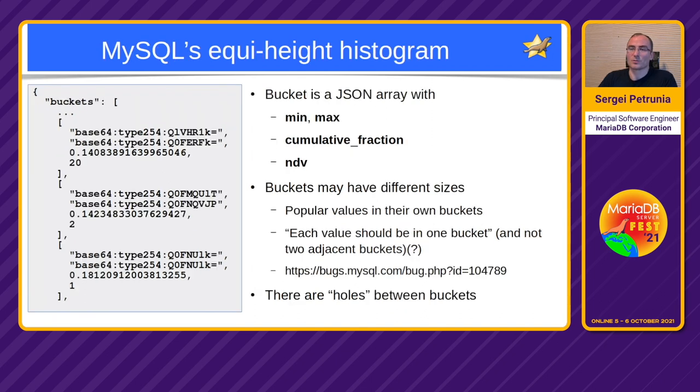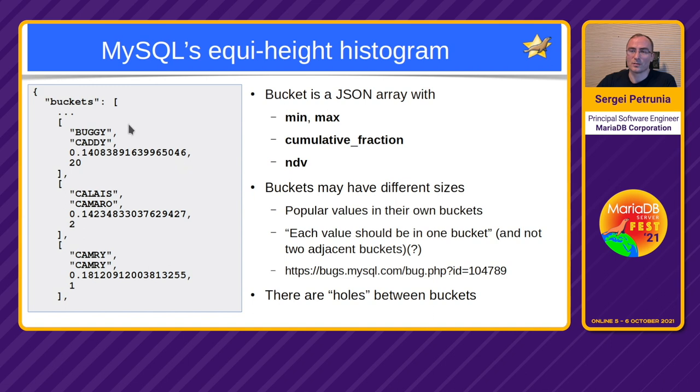If you look at MySQL's histogram, well, we wouldn't see much because they use this encoding. They encode the constants in base 64. But if you decode, you can actually see the values. They store minimum, maximum, cumulative fraction, and number of distinct values. They need to store the cumulative fraction because buckets may have different sizes.